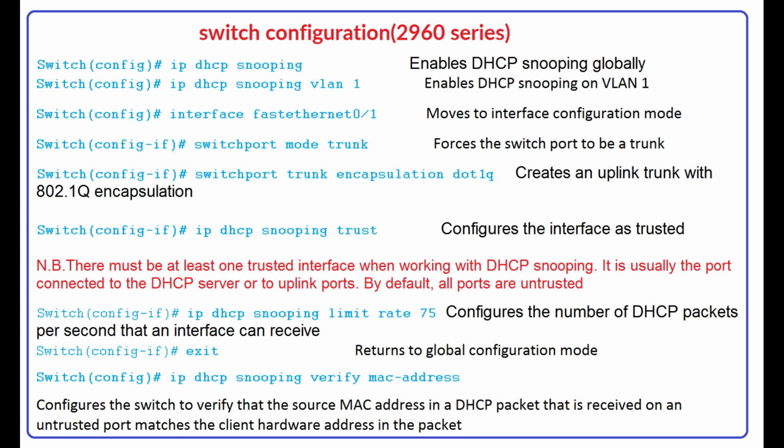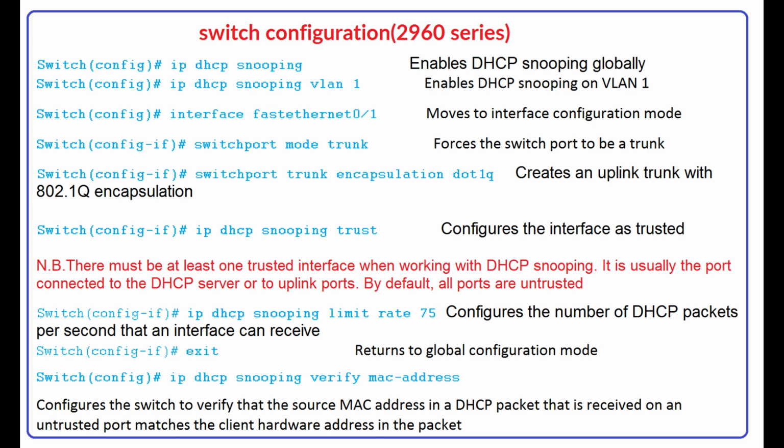N.B. There must be at least one trusted interface when working with DHCP snooping. It is usually the port connected to the DHCP server or to uplink ports. By default, all ports are untrusted.